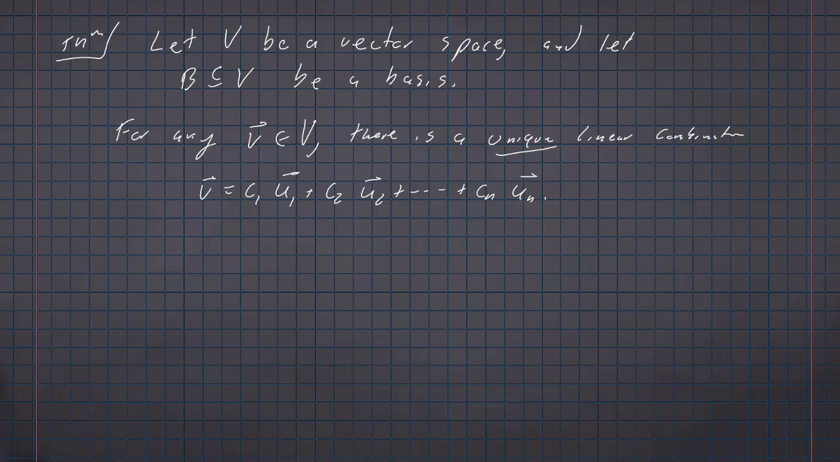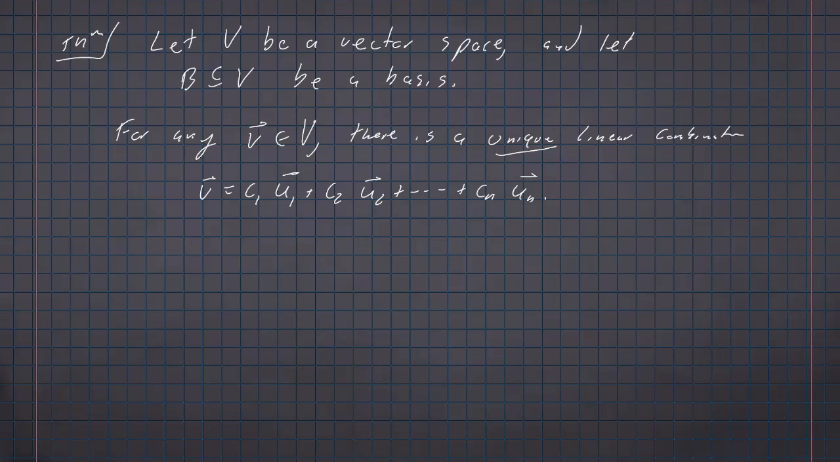Let V be a vector space, and let B, the set U1, U2 through to UN, be a basis for V. Take any vector v in big V. There is a unique linear combination so that v is equal to that linear combination of the vectors from B.